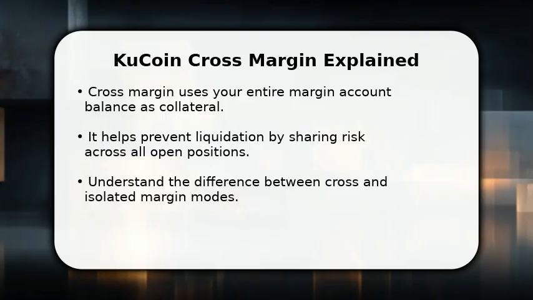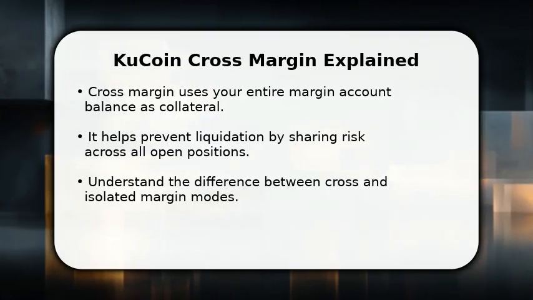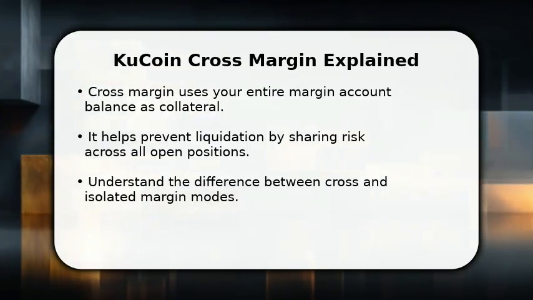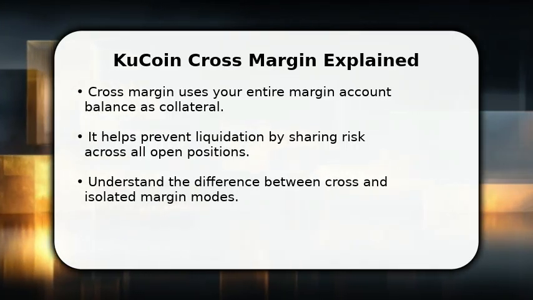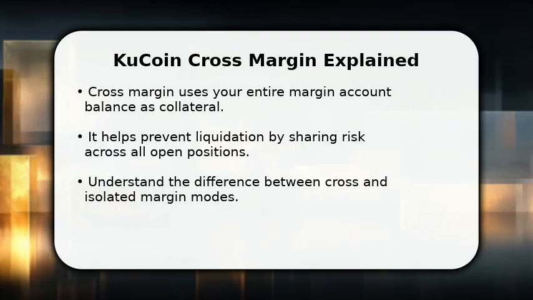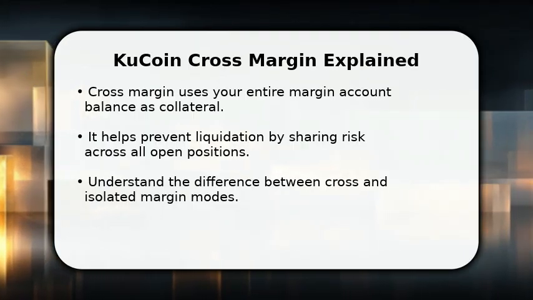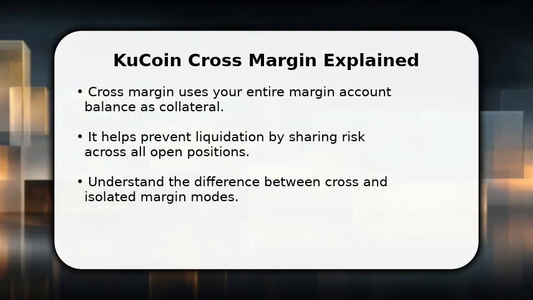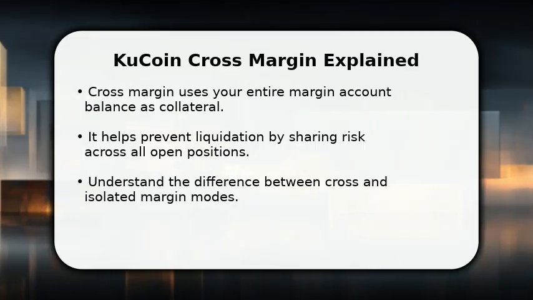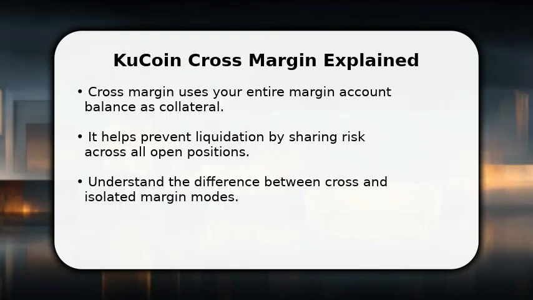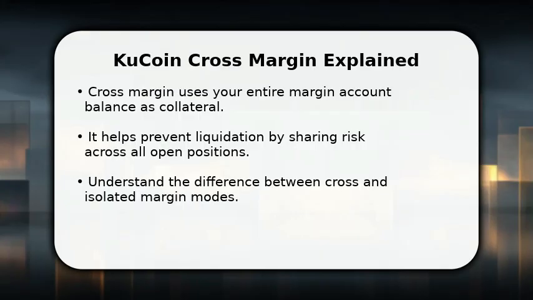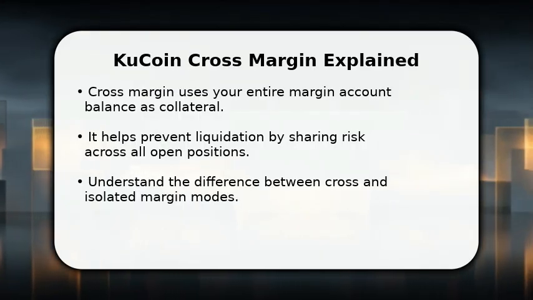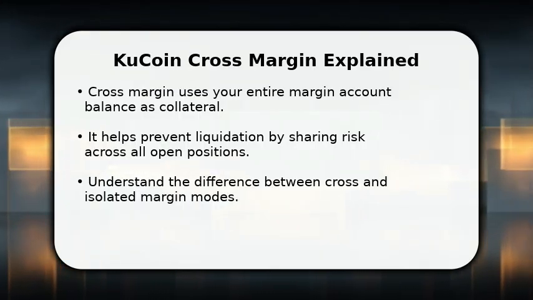In this video, I will explain how to use cross-margin in KuCoin. First, navigate to the KuCoin trading interface and select the Margin tab. You'll see options for both cross and isolated margin. Cross-margin uses your entire margin account balance as collateral for all open positions, which can help prevent liquidation by spreading risk. This method is often preferred for experienced traders managing multiple positions.